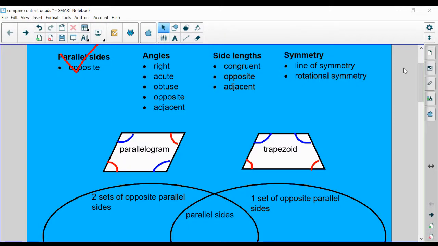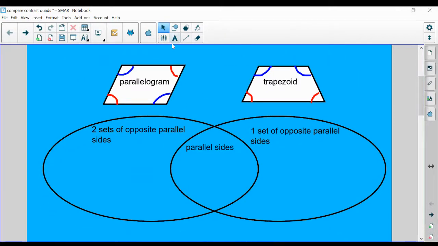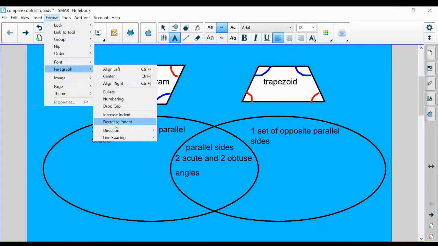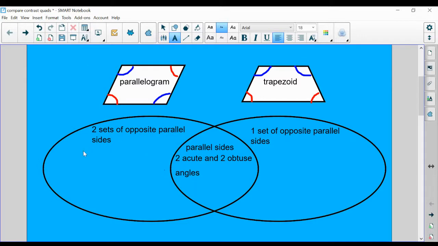So they're similar in the fact that they both have acute and obtuse angles. So two acute and two obtuse angles. And then we also want to point out that there is a difference, because in the parallelogram we could say opposite acute and obtuse angles.